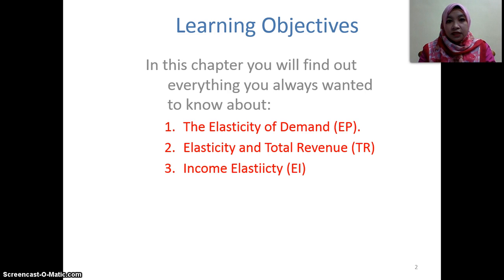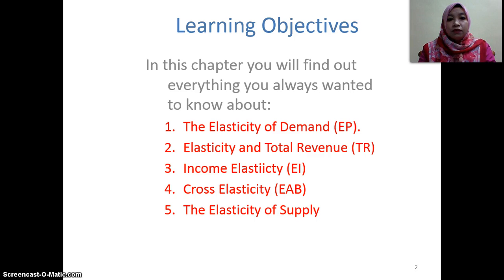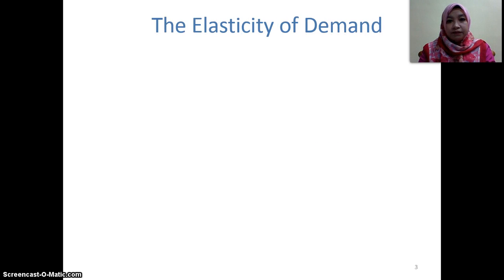Oh, I'm sorry, there's a spelling error there. And the last one is called cross elasticity, EAB. On top of that, when we discuss elasticity, you must know that not only is there one for demand, there is also another elasticity for supply. Are you ready, class? Can we go for the first one, elasticity of demand?